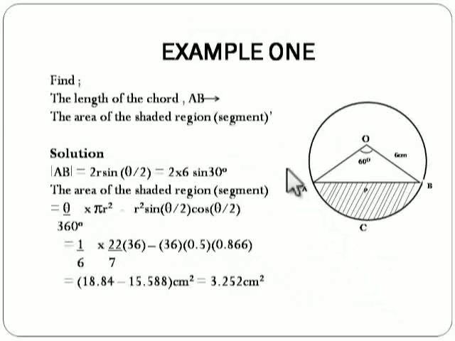Let's check our first example. Find the length of the chord AB. Then we are also to find the area of the shaded region. What is the name of the shaded region? Segment. Thank you. Good.